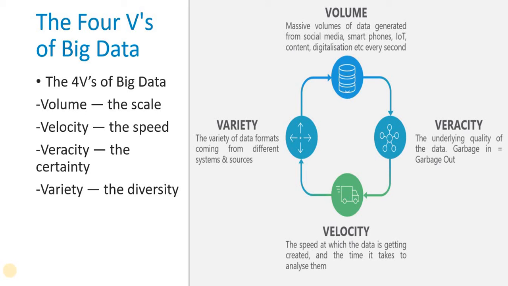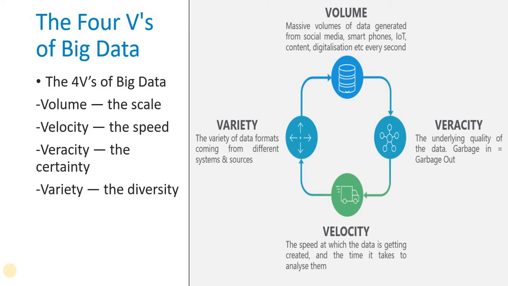Second is variety. Variety means diversity. It is the variety of data formats coming from different systems and sources. The formats of data are different from each other and from each source. So that is the variety of data. Next is velocity. Velocity means speed: the speed at which the data is getting created and the time it takes to analyze it.